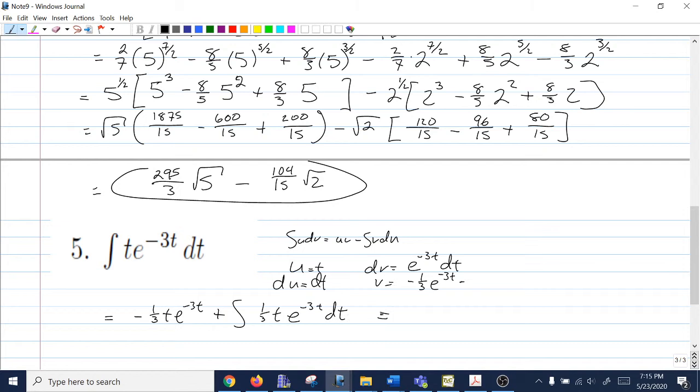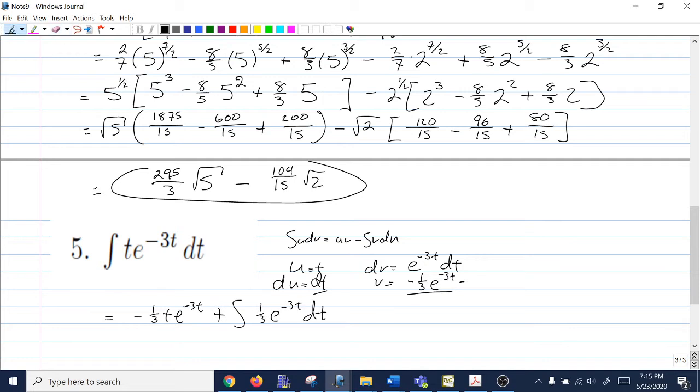Nope, I did that wrong. v du is this times this. I was looking at the t. Minus negative 1/3 e to the negative 3t dt.